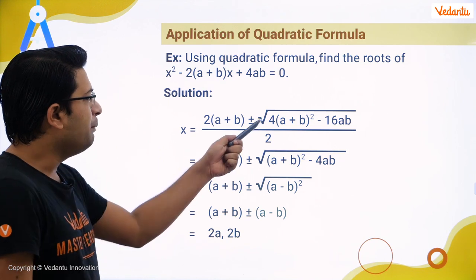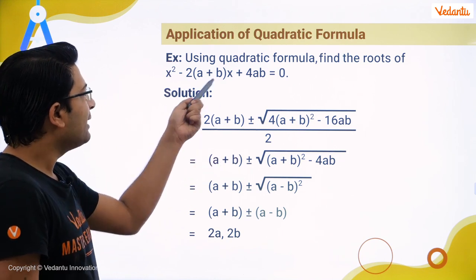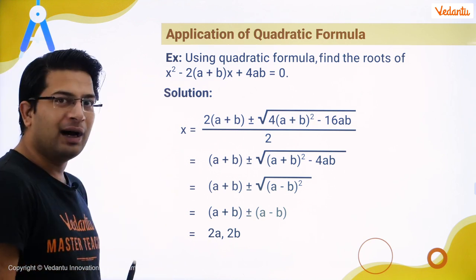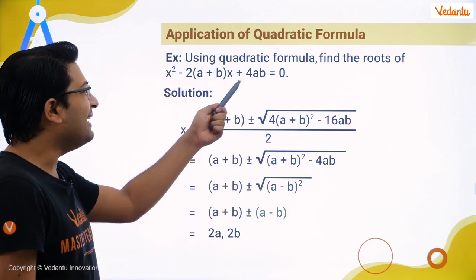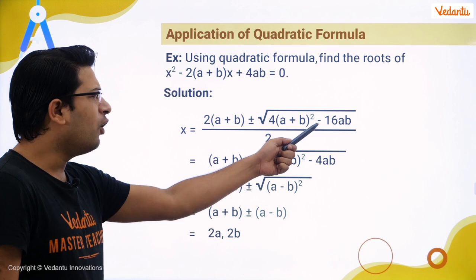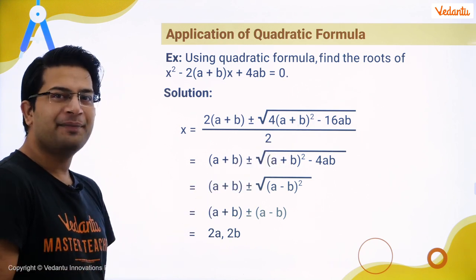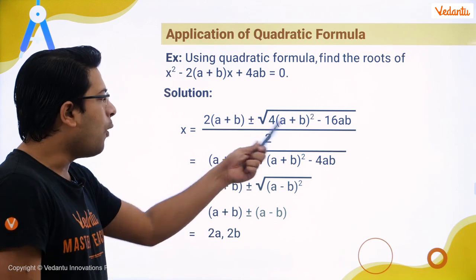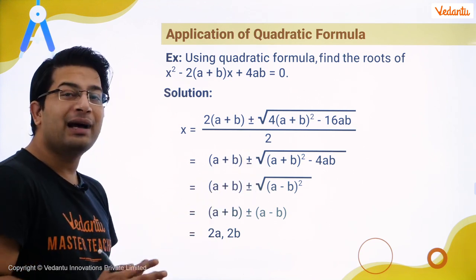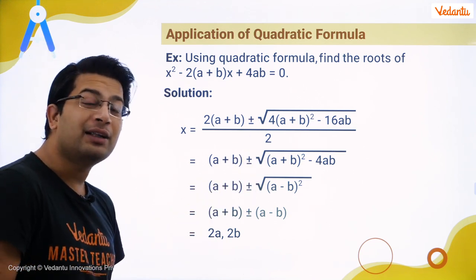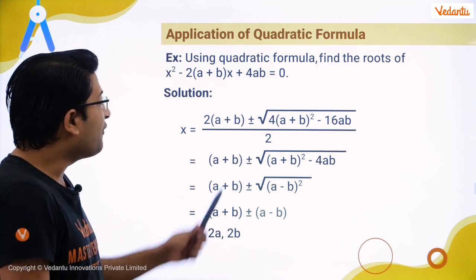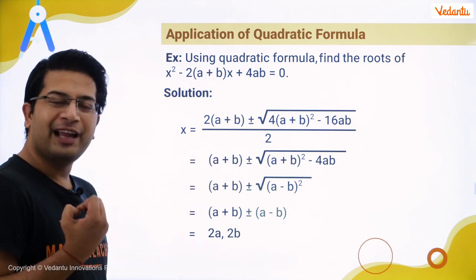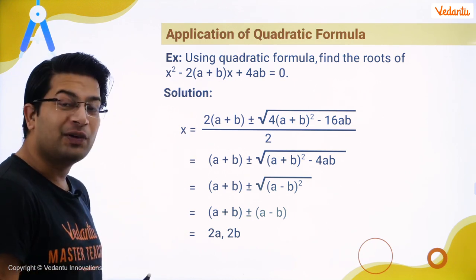Plus minus under root b square minus 4 into a. A is 1 into c. C is my 4ab. So 4 into 4ab is 16ab. Now it's very simple. Simply open the square, right? Open the square, you will get (a minus b) to the whole square under the root. And if I divide by 2, right? In the denominator, we have 2. In the numerator, we have 2.